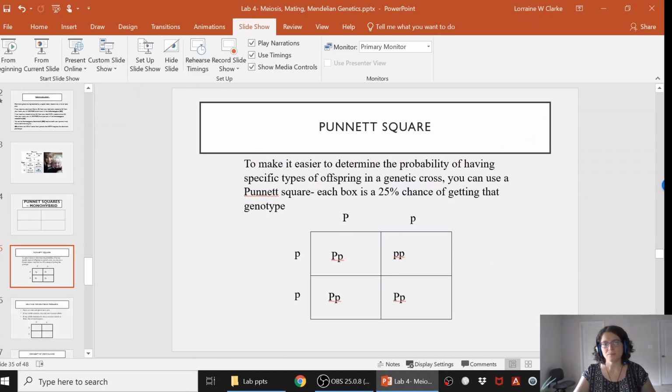So you always put this down. You can start off and just put down, there's a big P here, there's a big P here. Always list the dominant first because think of it as overshadowing the other one, okay? Always list that one first. And then there's a little p here and a little p here, okay?